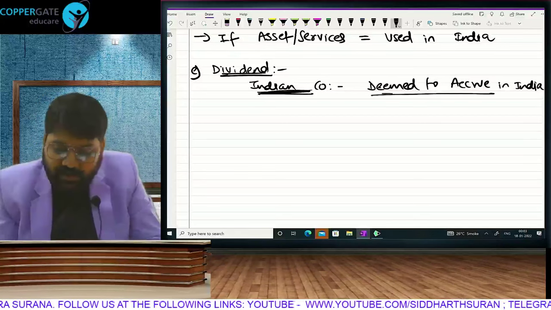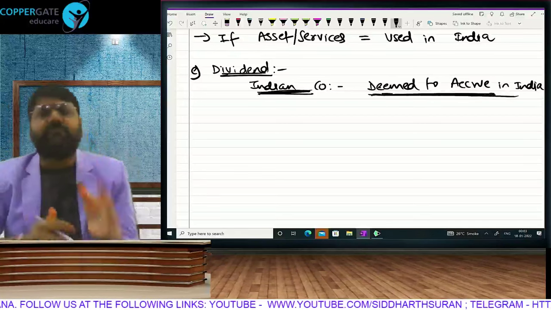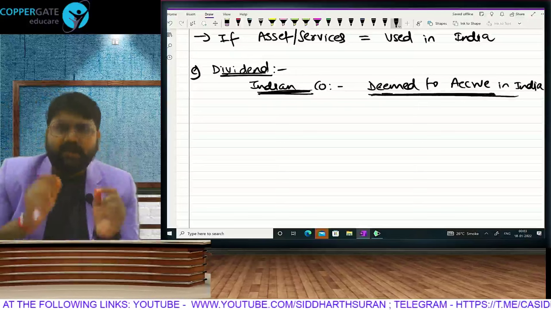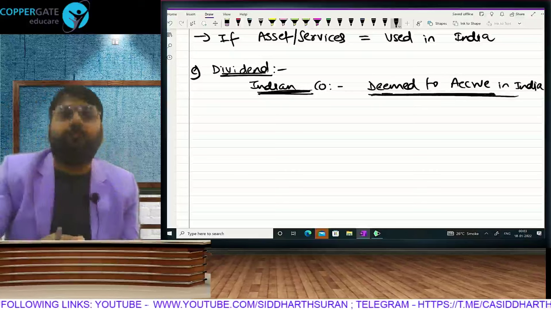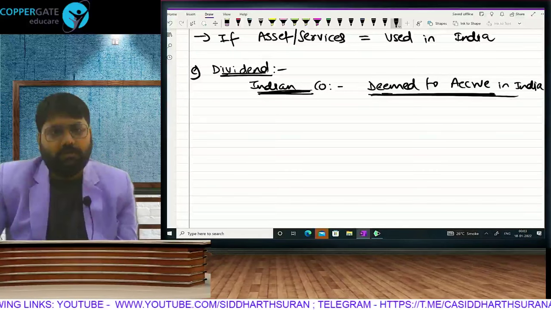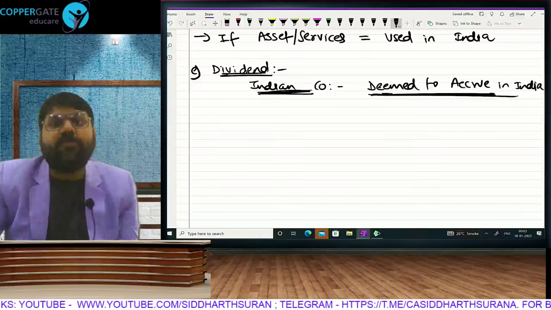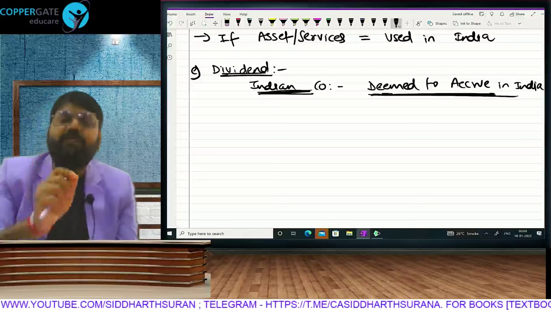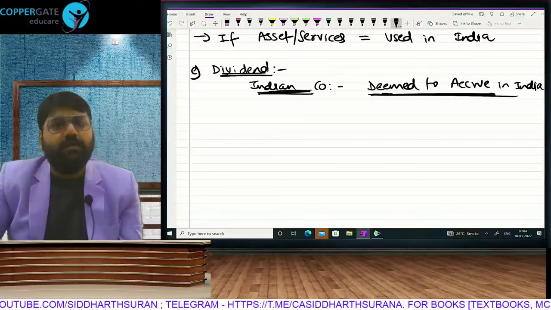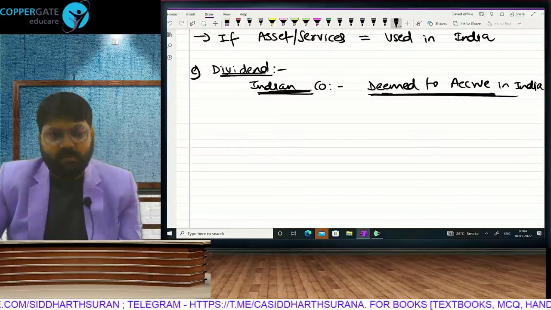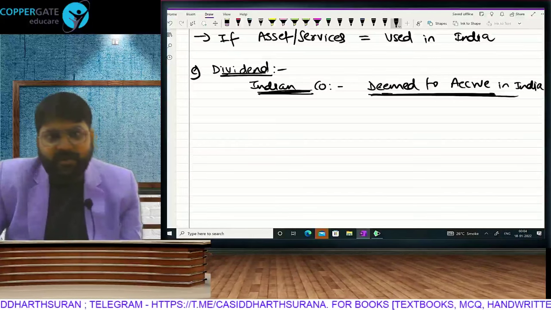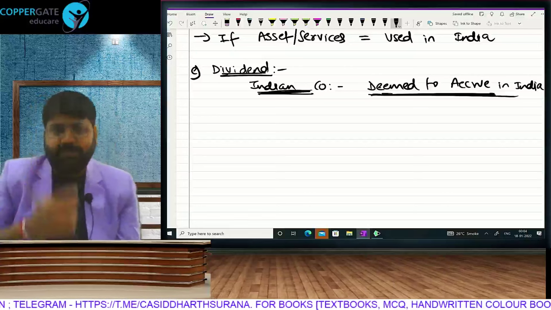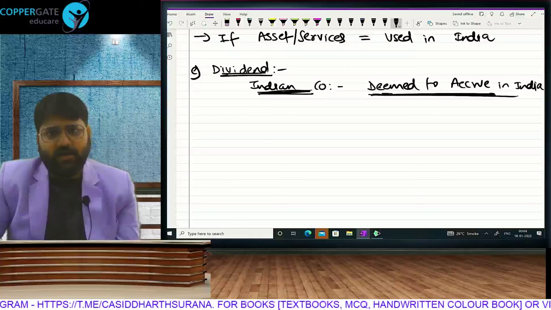It will still be treated as Indian income, irrespective of place of payment, irrespective of place of anything. If dividend is being paid from India, it will be an Indian company, it will always be treated as Indian dividend income. In other words, if any Indian company is paying dividend, let me see if you are able to answer this. If an Indian company is paying dividend, which shareholder will pay tax? ROR, RNOR or non-resident?